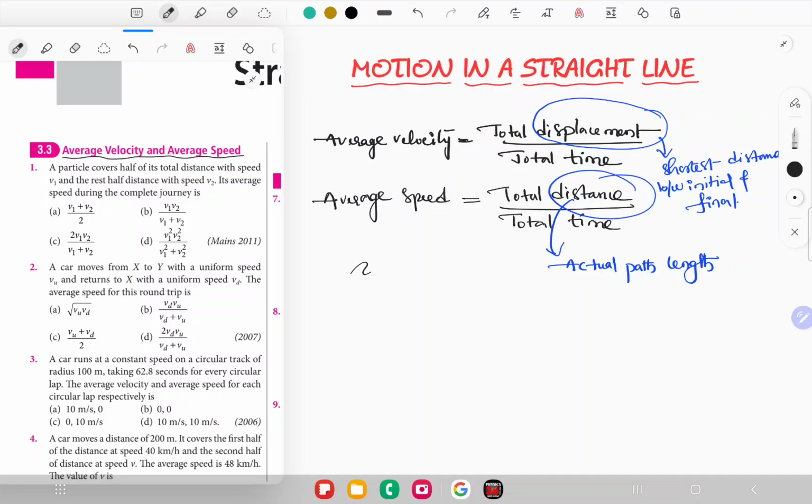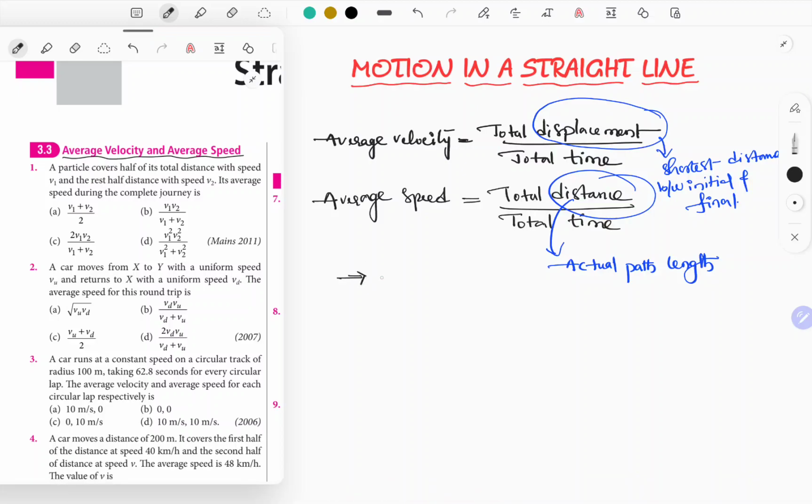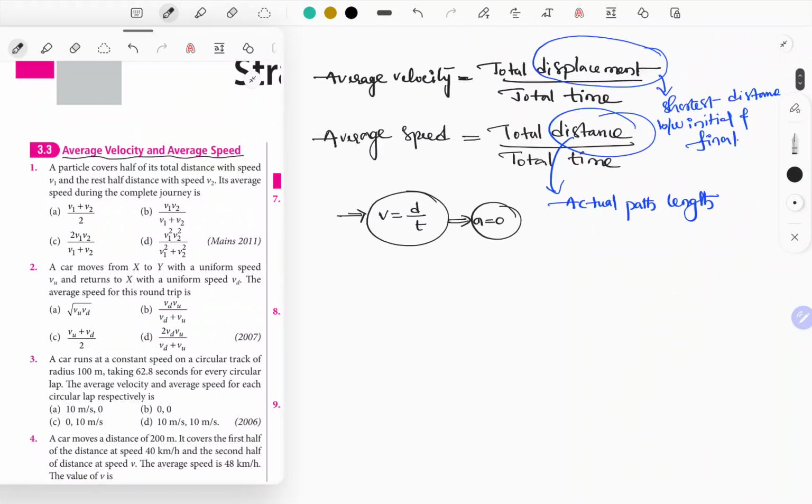For that we should know one more formula, that is velocity is equal to displacement by time, or speed is equal to distance by time, and this formula is applicable when acceleration is equal to zero. If you can understand this point, we can solve numericals. Let's go ahead.